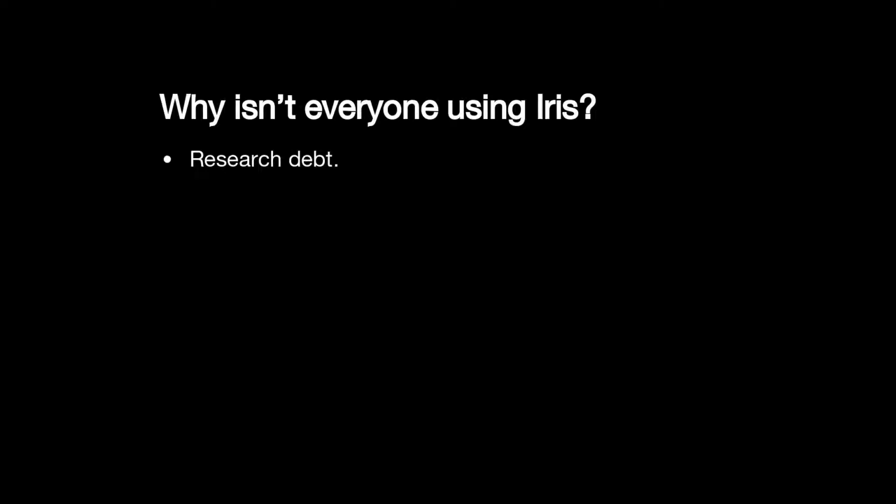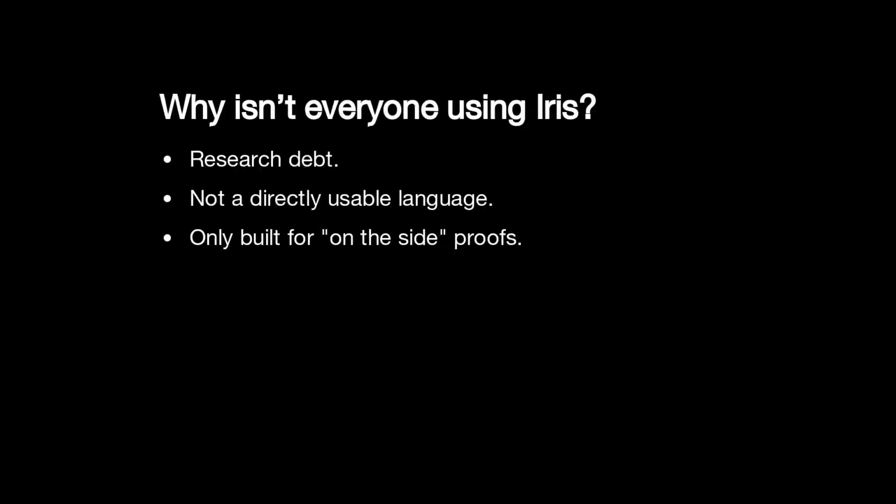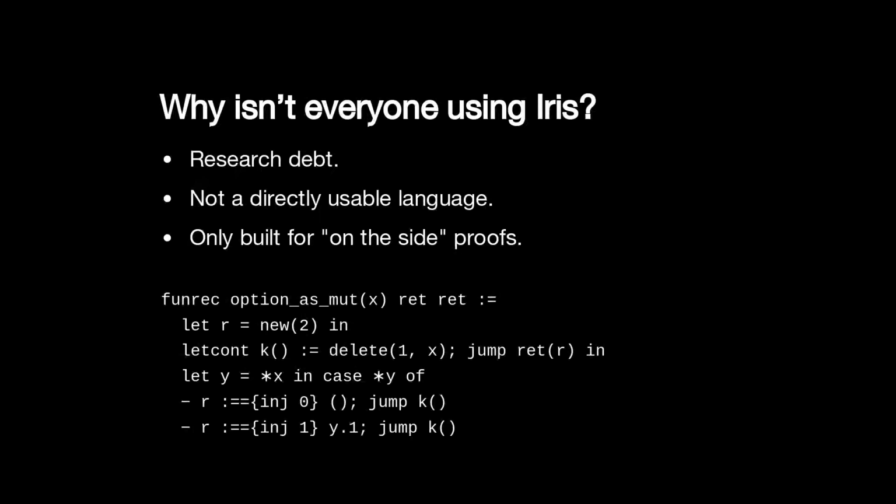Yeah, exactly. But the real reason that Iris is not just already a thing that's changing the world is that it's not actually a directly usable language. It's a Coq library. It's sitting in Coq, and it's only built for on-the-side proofs. So they won't verify the actual Rust source code that makes up these things. That would actually be really hard. They translate it, basically, to a Coq notation version of it.